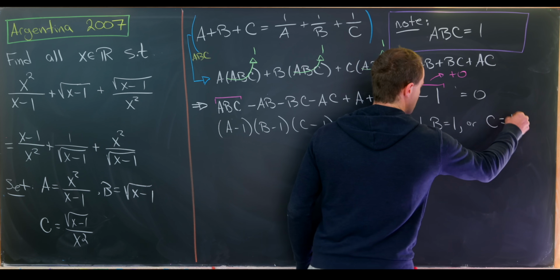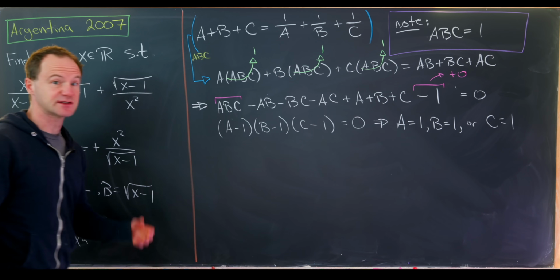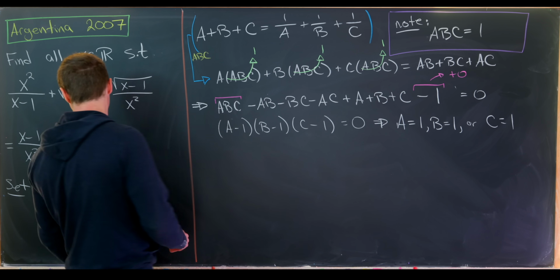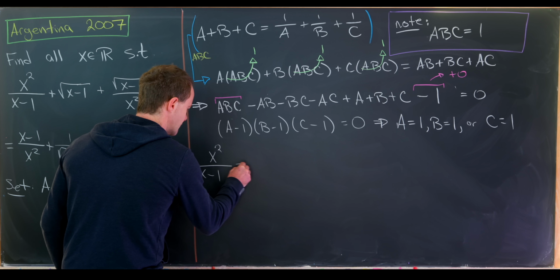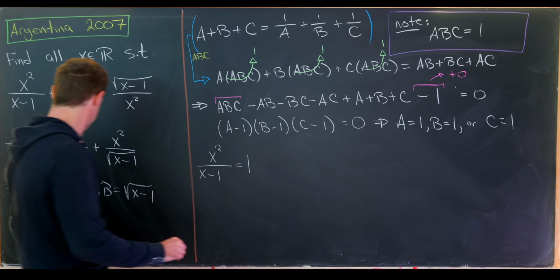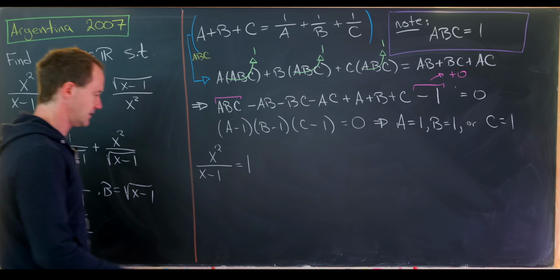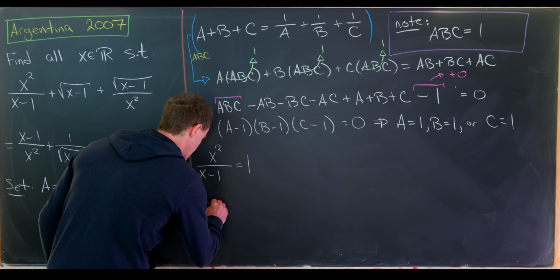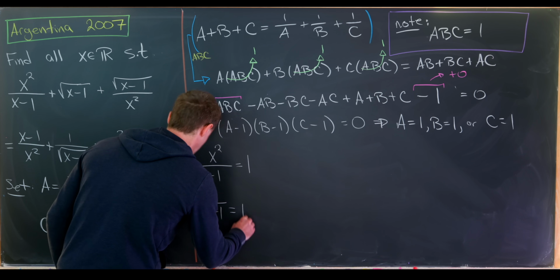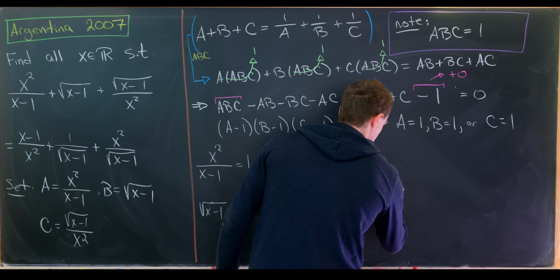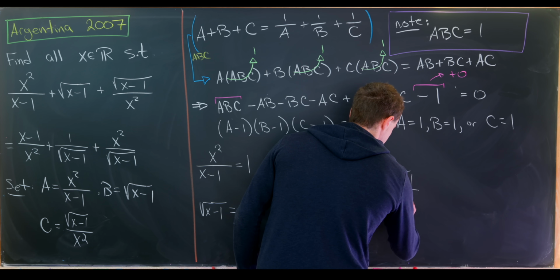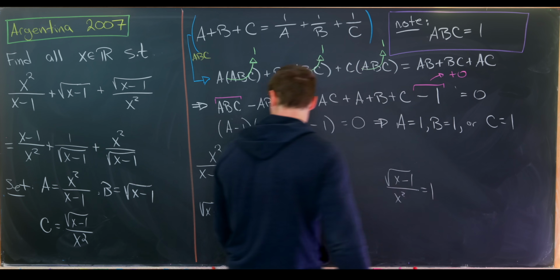Okay, so let's note that that immediately tells us that A equals 1, B equals 1, or C equals 1. But that gives us 3 fairly simple equations to solve. So we get x squared over x minus 1 equals 1. So that's from A equals 1. We get the square root of x minus 1 equals 1. That's from B equals 1. And we get this square root of x minus 1 over x squared equals 1.